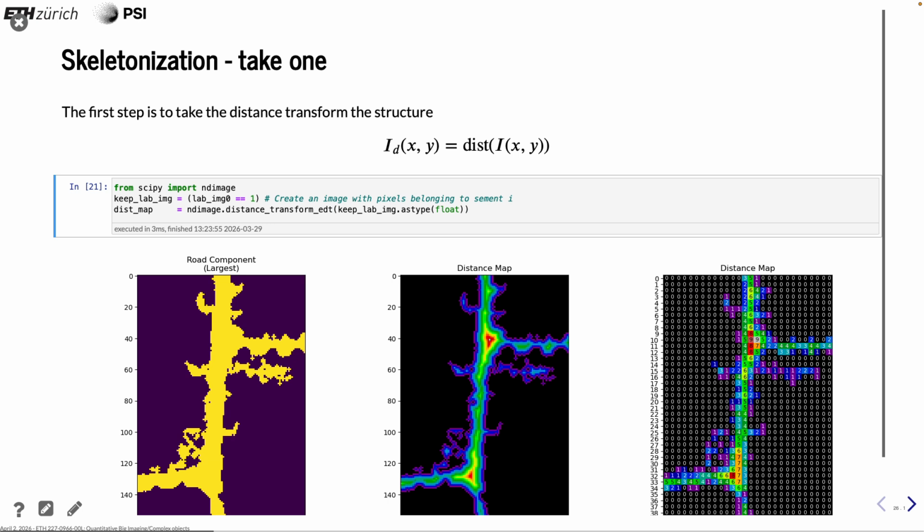So, for the first take of a skeletonization, we want to have the middle line. One operation that we have done already, which produces this, is the distance transform. If we compute the distance map of this structure, we can see that we have some kind of middle line that could be used, but still it's not a skeleton, it's still some kind of gray level image. So we need to do something more.